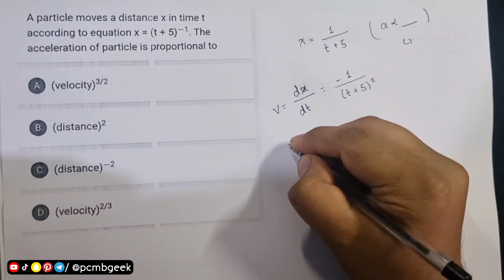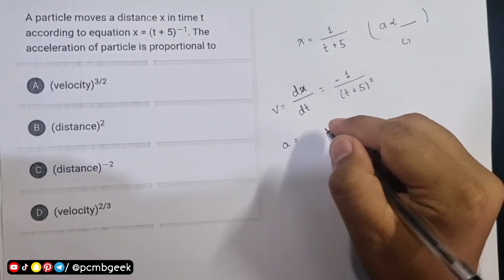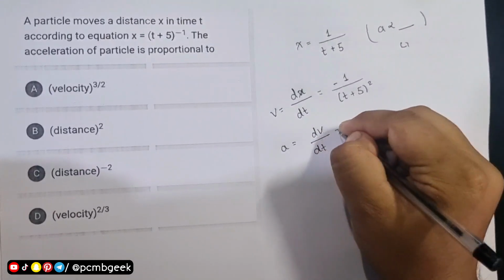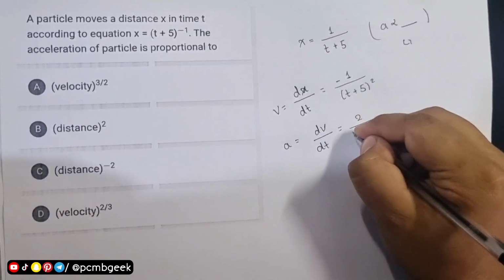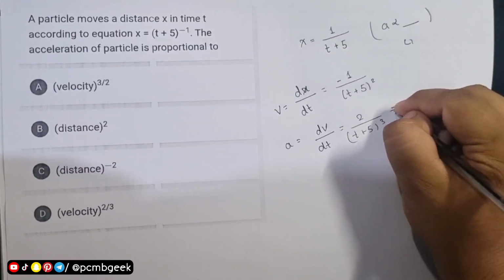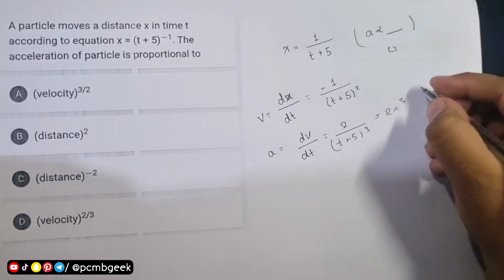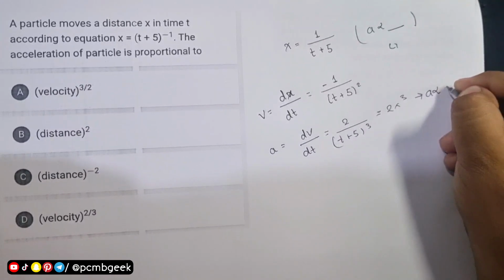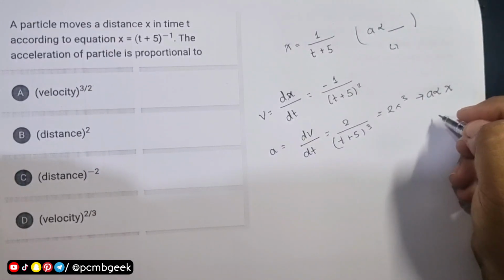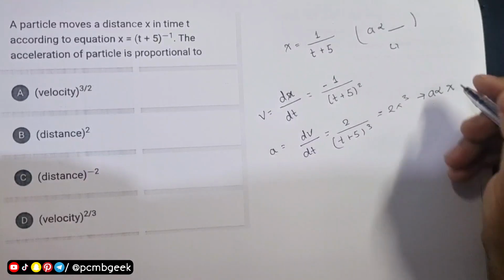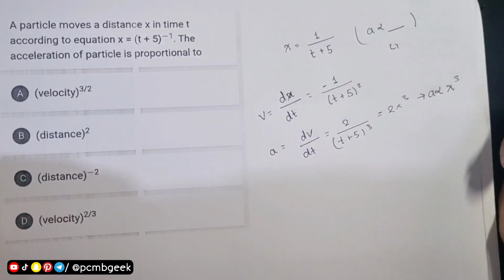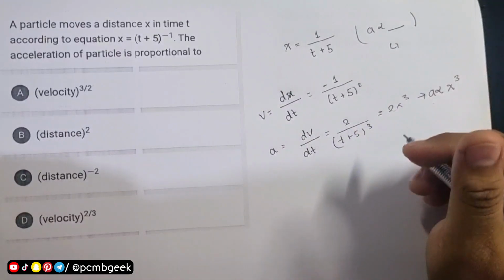That means our acceleration is the derivative of v with respect to t, which equals 2 divided by (t plus 5) cubed, which equals 2 times x cubed. That means we can conclude that acceleration is directly proportional to the distance raised to power 3. Now we do not have this type of equation here.